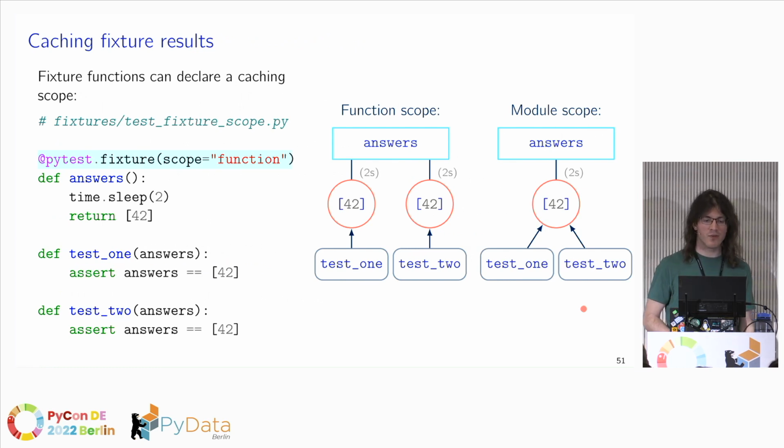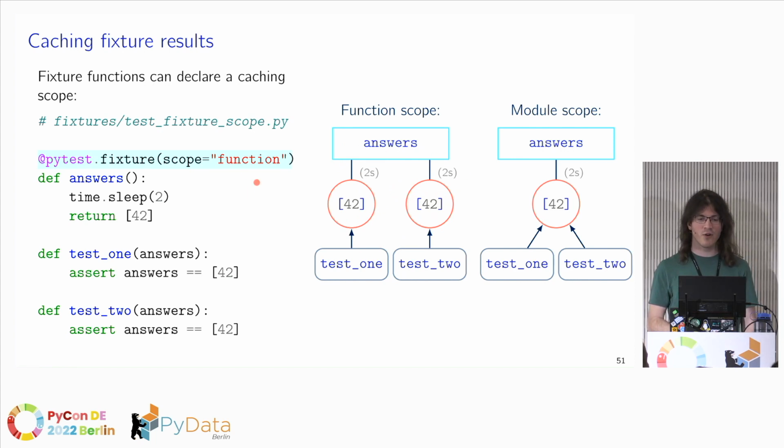So we can use parentheses here to pass additional arguments to this PyTest fixture decorator. And here we are doing so to define a caching scope. We have a fixture which takes 2 seconds, say to generate some kind of data or whatever, and then returns something. And then 2 tests using that fixture. Now by default, with the function caching scope, this fixture function will be rerun for every test, and every test will get its own new value. So this will take 4 seconds.